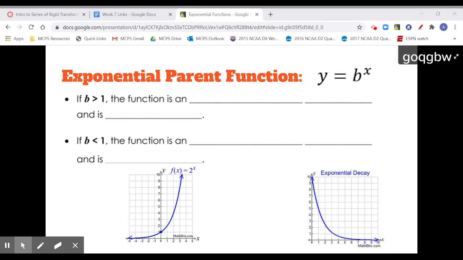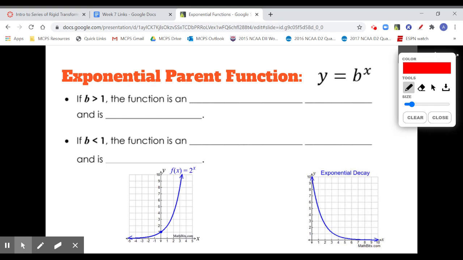Well, I have an example of a parent function over here to the right, so you can look here to see that. So what you see here is y is equal to b to the x. B is our base. It's just a number, okay? But x is our variable, right? We're used to seeing x as a variable. So basically, an exponential function is a function that has the x in the exponent, okay?